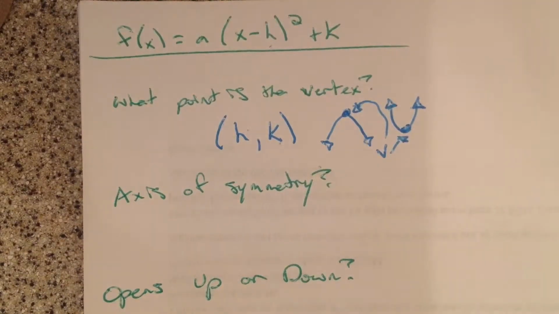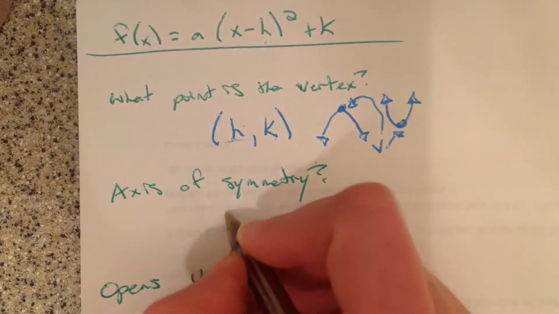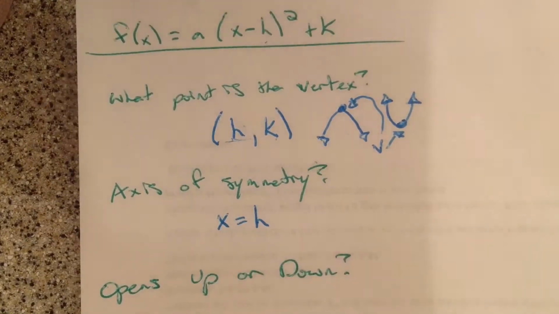Okay? Well, what is the equation of the axis of symmetry? If I know the vertex, then I know the axis of symmetry right off the bat with h. So x equals h is our axis of symmetry.